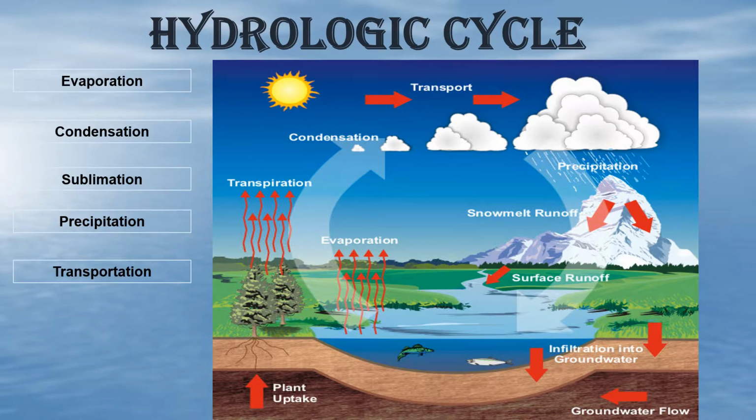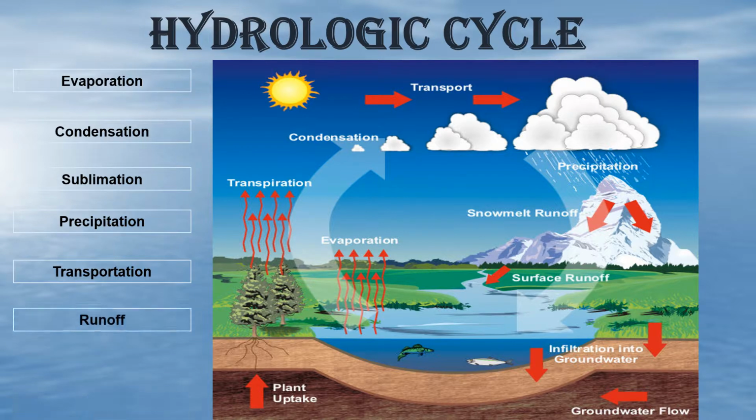Next is transportation. As the water falls, some of it is absorbed by the soil and the roots of the plants. The water is then pushed towards its leaves where it's used to form photosynthesis. The extra water is moved out of the leaves and enters the biosphere.